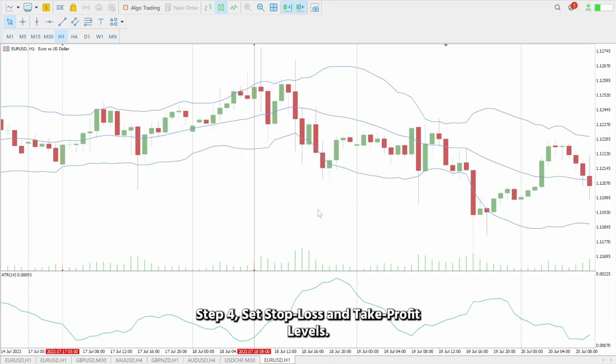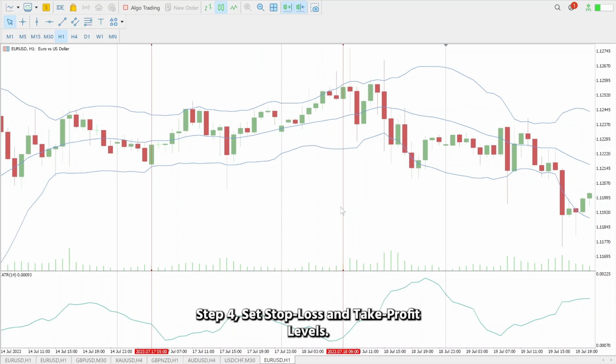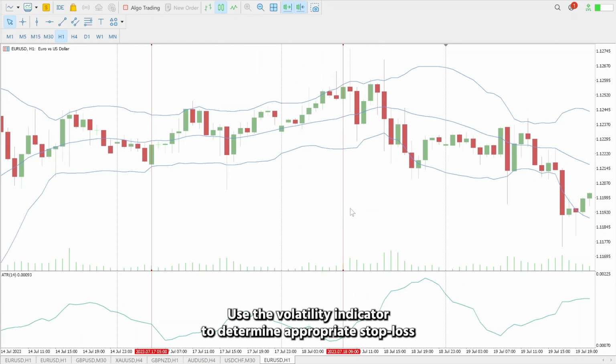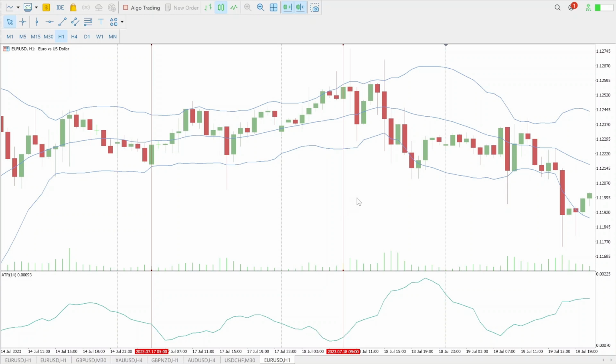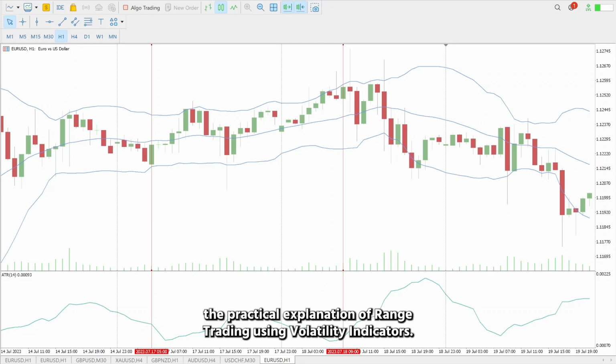Now step 4. Set stop loss and take profit levels. Use the volatility indicator to determine appropriate stop loss and take profit levels. A larger ATR value might require wider stop loss levels, while smaller values could allow for tighter stops. Okay, that's the practical explanation of range trading using volatility indicators.